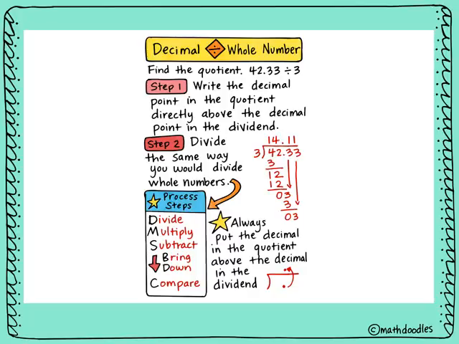Then it says divide the same way you would divide whole numbers. It's the exact same way. You're going to take your 3.